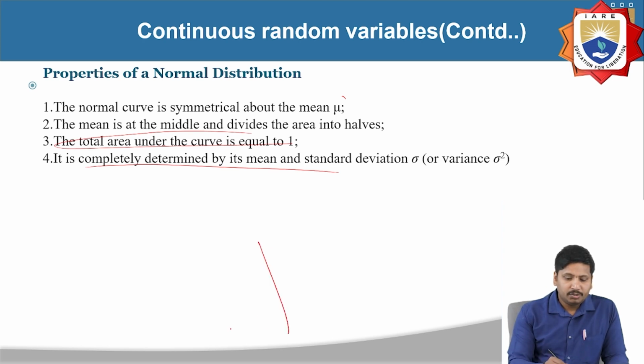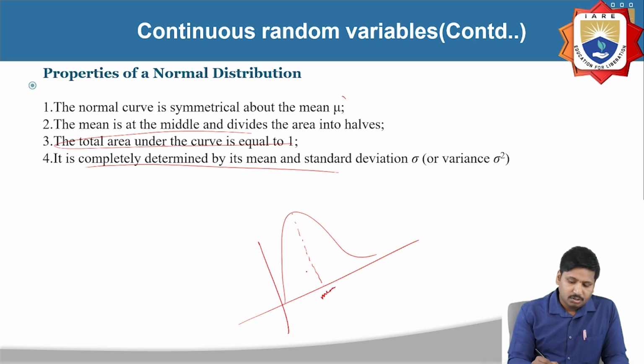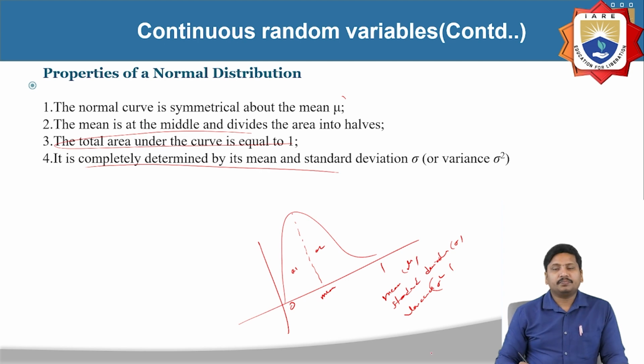The normal distribution is symmetrical about the mean, and the mean is the middle that divides the area into two halves. So this is area 1 and area 2, divided by the mean. And the total area under the curve should be equal to 1, and it is completely determined by the mean value, the standard deviation, and the variance as well.